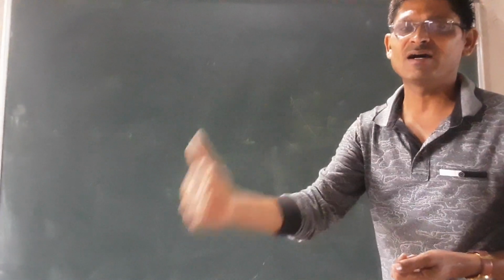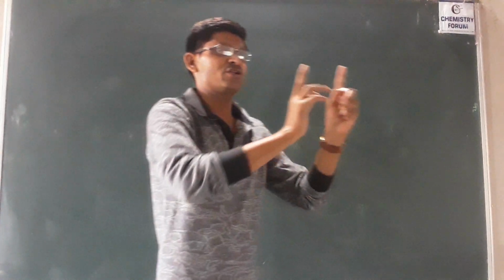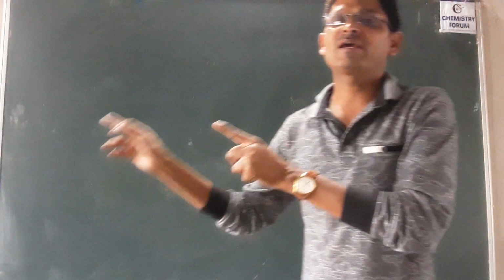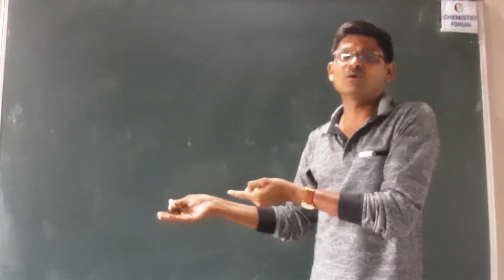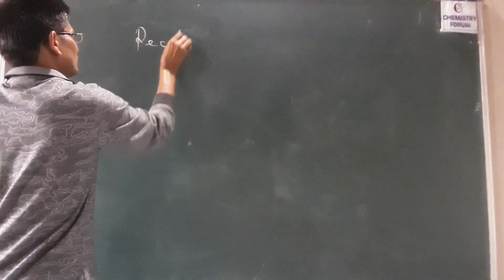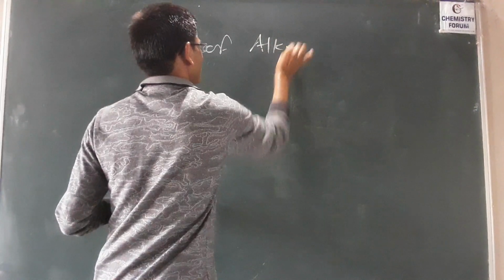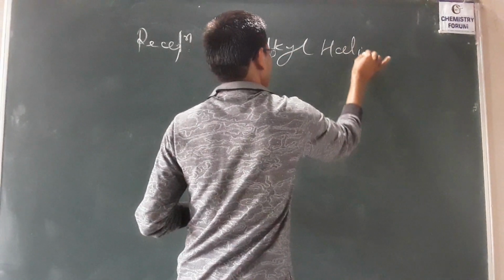In continuation of our part on alkyl and aryl halides, we will continue. Having completed the preparation of alkyl halides, starting from alkane, alkene, alcohol and carbonyl compounds, in this lecture we will see the reactions of alkyl halides.